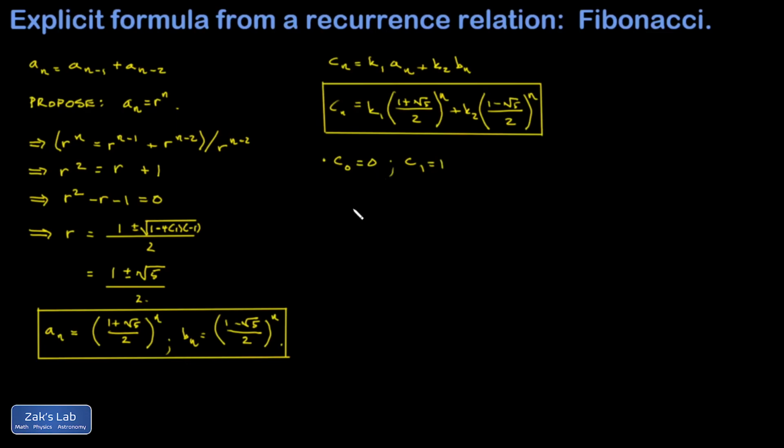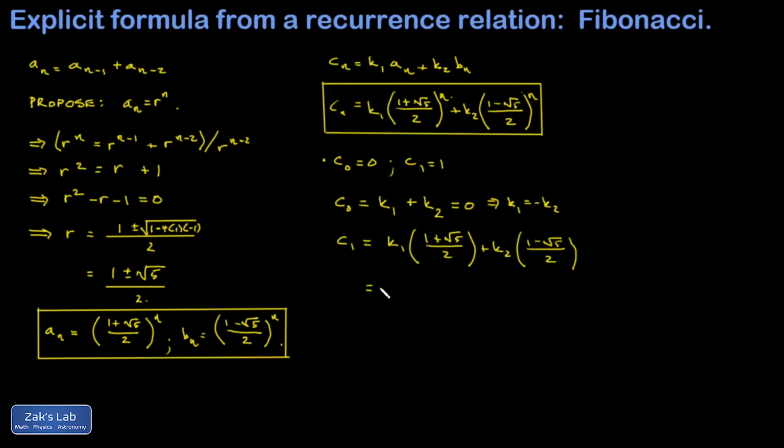If I start with c_0 equals 0, I plug in n equals 0, and (1 plus root 5 over 2) to the n power just becomes 1. Same thing happens in the second term. Right, c_0 is equal to k1 plus k2, and I'm told that that's equal to 0, which means the relationship between k1 and k2 is that they are negatives of each other. And then I plug in c_1, and I'm going to plug in the fact that k2 is negative k1. And I factor the k1 out, and I can see that I'm going to have a 1/2 minus a 1/2. So those are going to cancel.